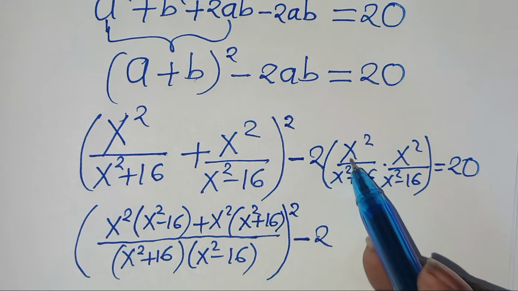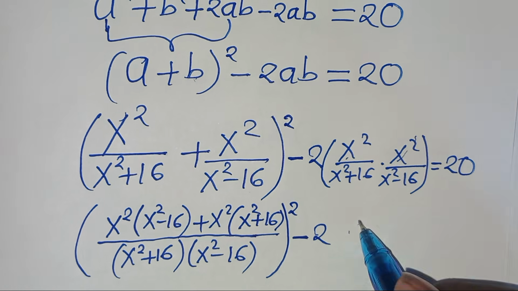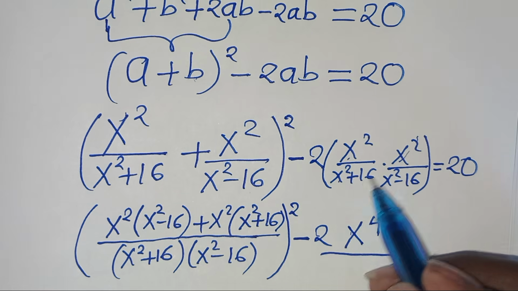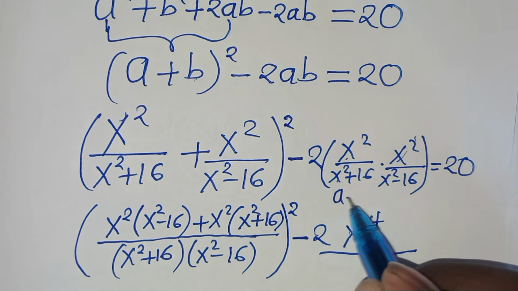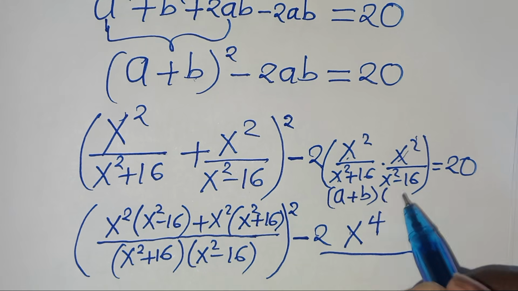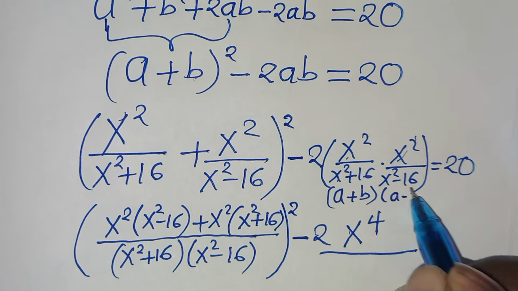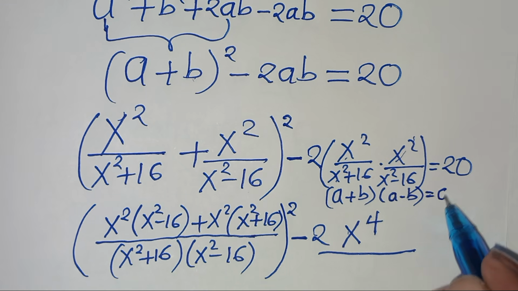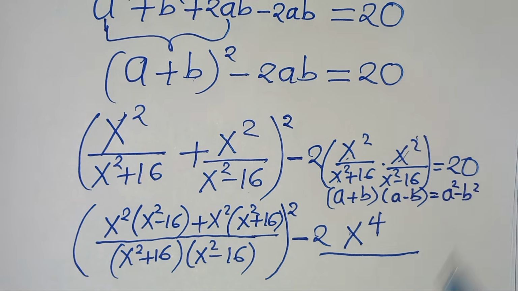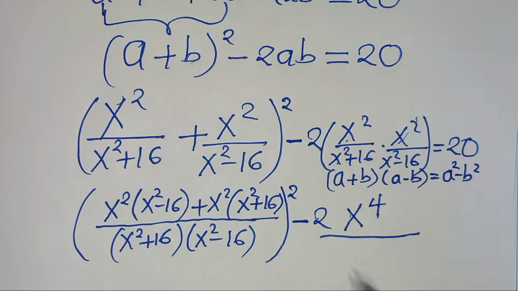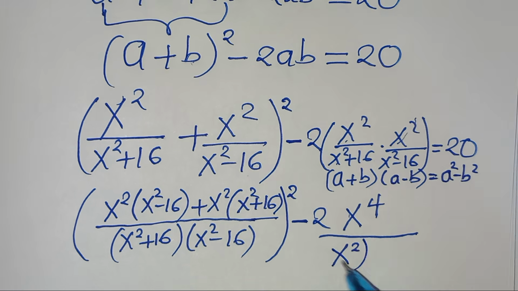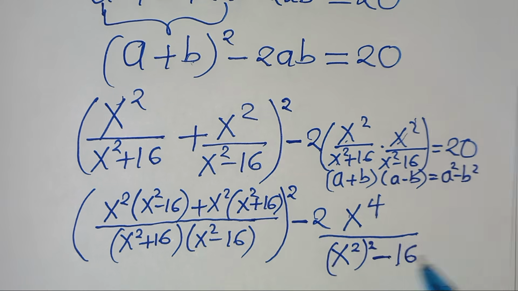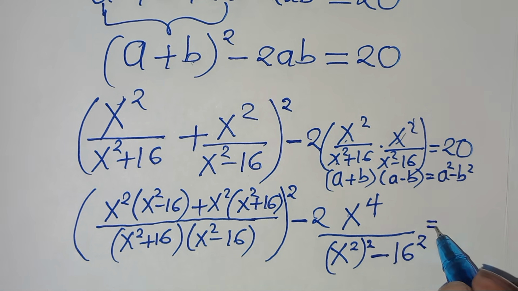Now here we have x squared times x squared, this is x to the power of 4, divided by x squared plus 16, multiplied by x squared minus 16. This is in the form of a plus b multiplied by a minus b, the difference of two perfect squares that we can express as a squared minus b squared. So here we have x to the power of 2 raised to the power of 2 minus 16 raised to the power of 2. This is equal to 20.